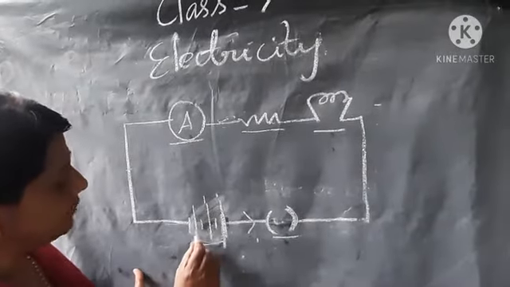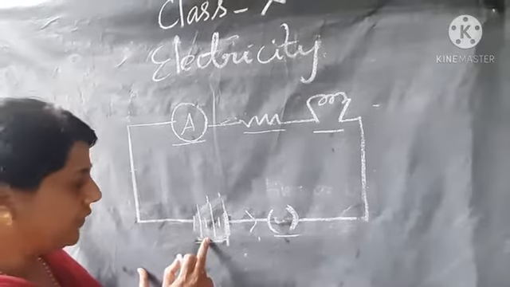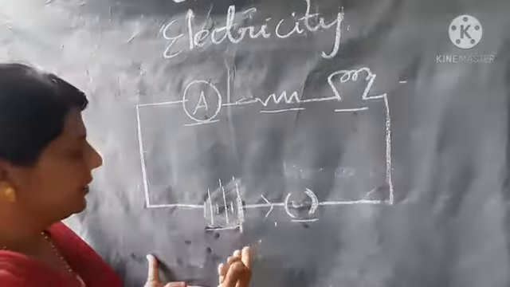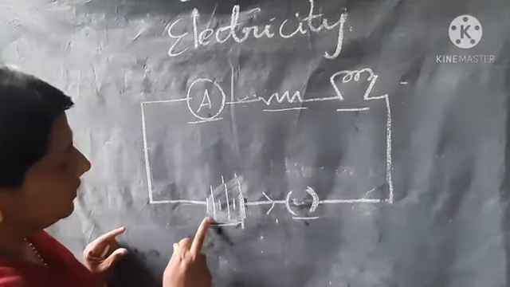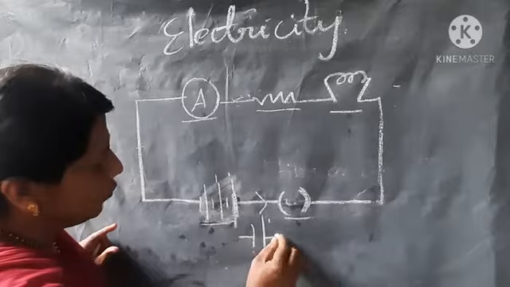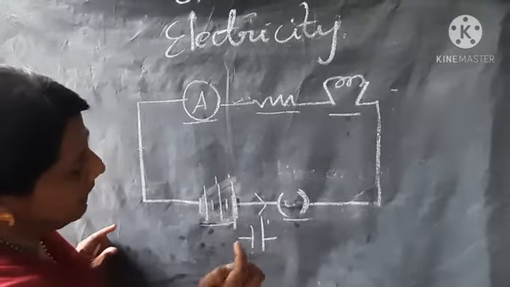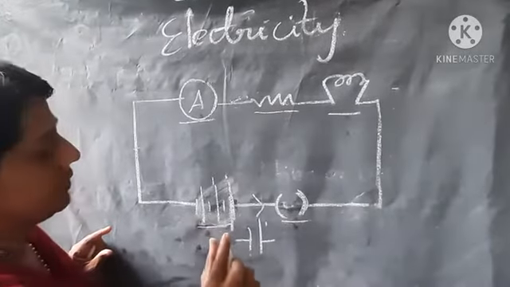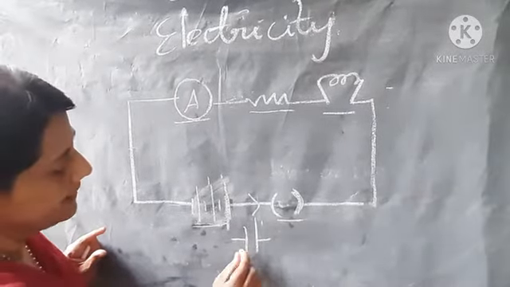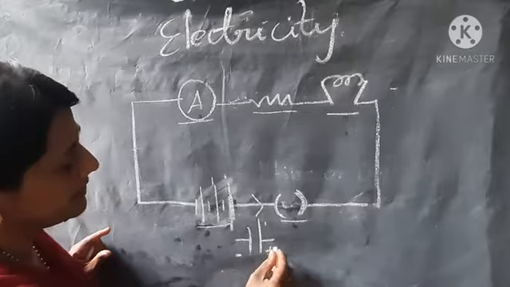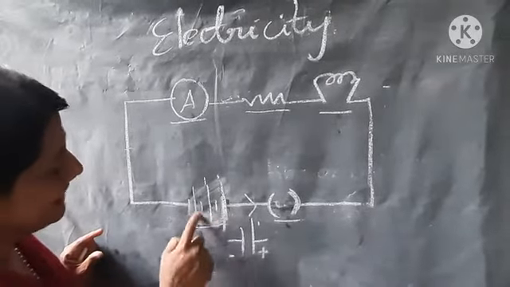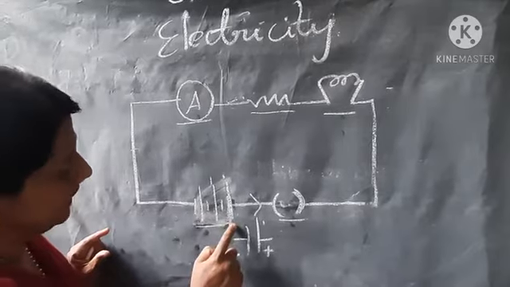For example, battery, you know, what do we use in the torchlight or in remote? If one battery is there, that is one thing is there, it is called cell. The small line indicates negative and long line indicates the positive. But here, I have connected three cells. Now it is called battery.